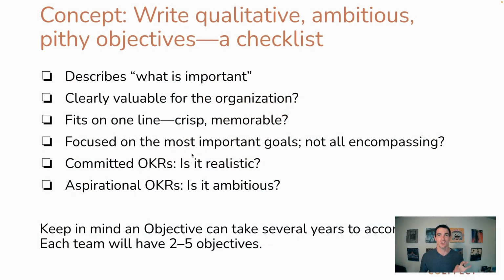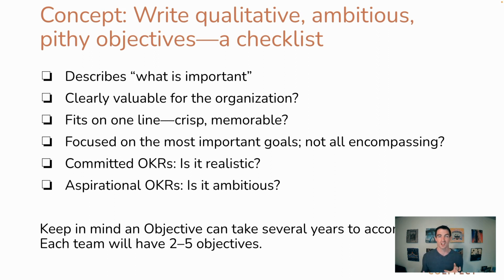So the first concept that I want you to keep in mind is that objectives should be qualitative, ambitious, and pithy. So here's my checklist. You want your objective to describe what is really important in terms of a goal for our organization. Now, your objective should be clearly valuable for the organization. It should fit on one line, so it should be a crisp, memorable statement. You should be focused on your organization's most important goals. An objective should not be all-encompassing.